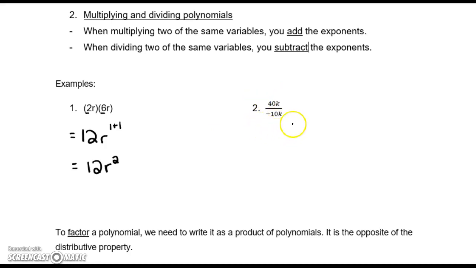So here we're going to look at division. Once again, we're going to look at the numbers separately and then the variables separately. So here we have 40 divided by negative 10, which would give you negative 4. And here you have k divided by k. So here would be 1 minus 1, and we're subtracting because we are dividing. But when you look at that, you have k to the power of 0, and anything to the power of 0 is just 1. So this is actually negative 4 times 1, which is just negative 4.